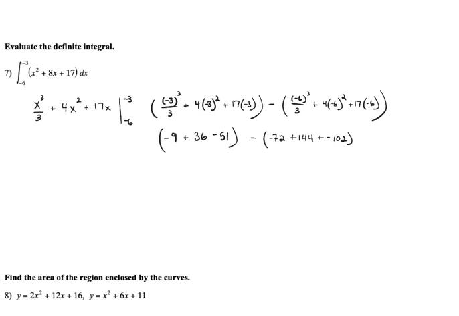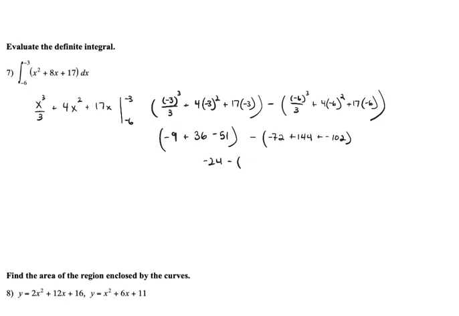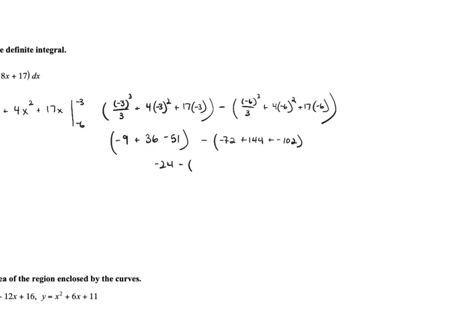Okay, so then that first parenthesis is negative 24. Okay, and then this one, negative 72 plus 144 minus 102 is negative 30. And that's equal to 6.